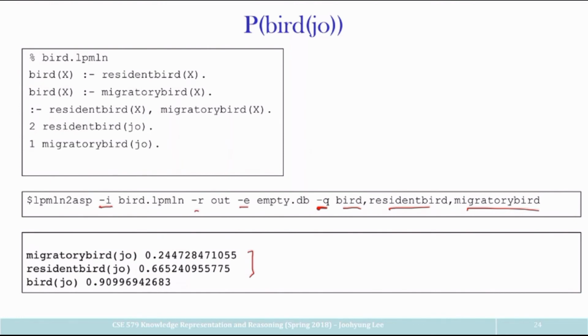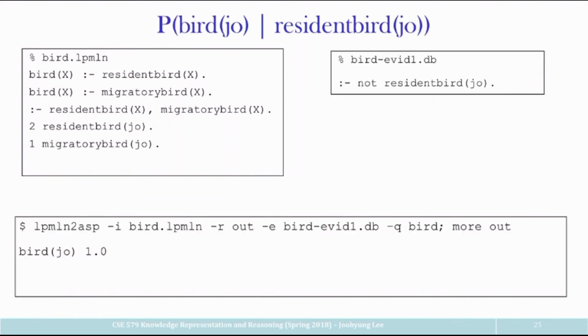I think it's clear, so let me not just type in these things. Let's go to the next one. So this is actually the example that you can see. One of the questions that we talked about before was, what is the probability of Joe being a bird if you know that Joe is a resident bird? Okay, so how do you specify this condition?